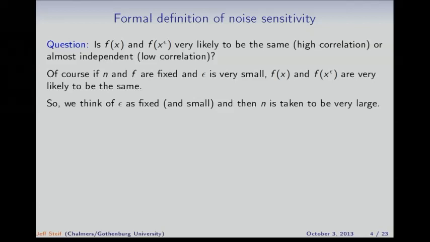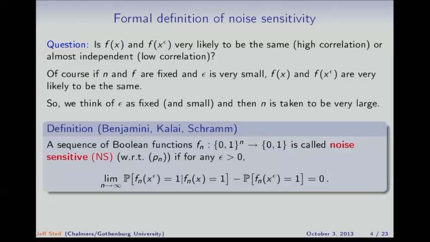And once you formulate the question like that, you naturally come up with the following notion due to Benjamini, Kalai and Schramm: a sequence of Boolean functions, f_n, is called noise sensitive if, so this is a definition, and it's supposed to correspond exactly to when f of x and f of x epsilon are independent. And so the right definition should be if for any epsilon positive, and I formulate it slightly differently than the usual way, but it's equivalent, and I want to do it this way.